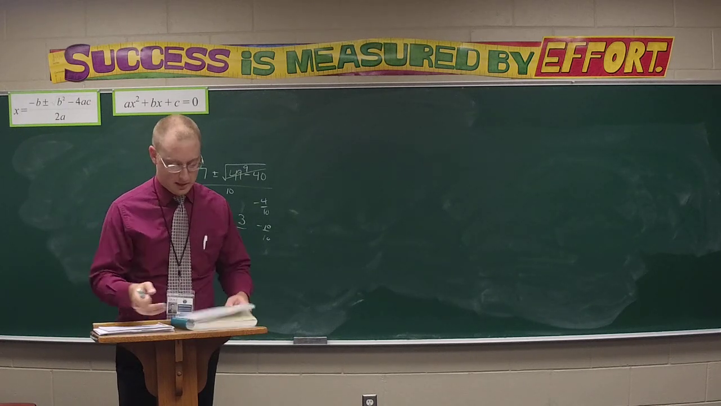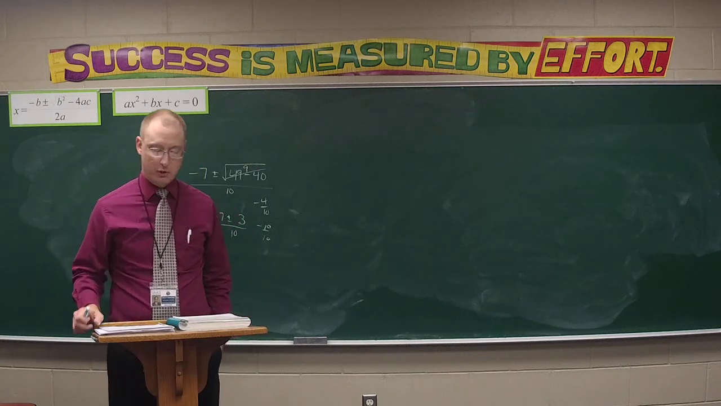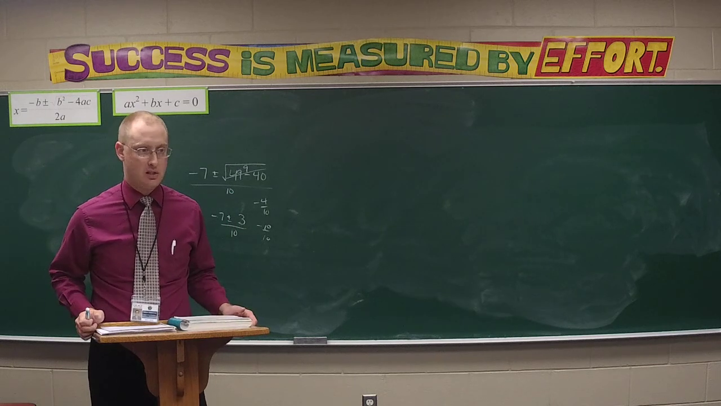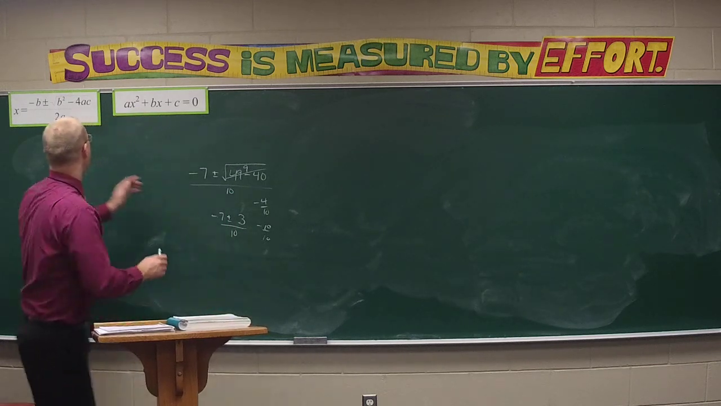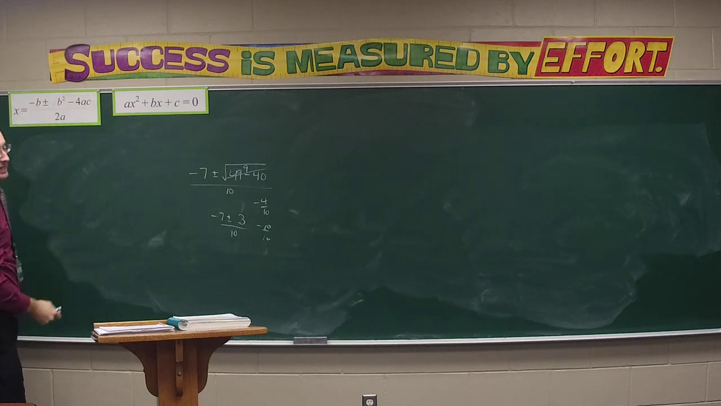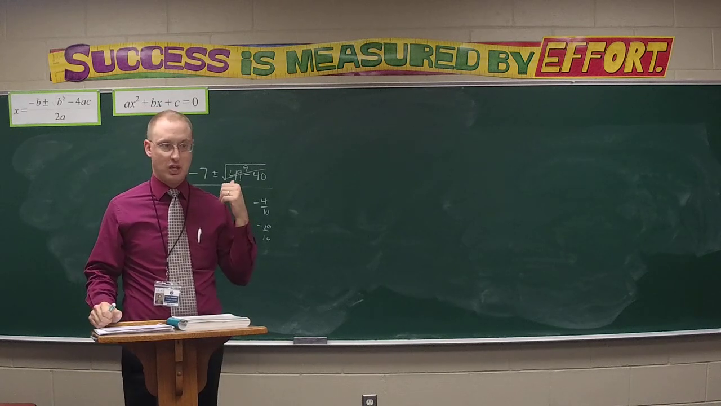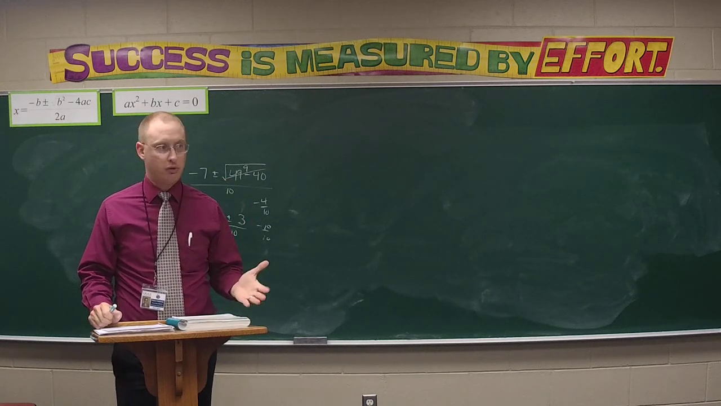All right, looking at number 18. What kind of answers will we get if the discriminant is a 36? Well, think about it, class. What do I do to the discriminant? I take the square root. Can I take the square root of 36 evenly? Then my answers are going to be, what's the key word? Rational. They're going to be rational.